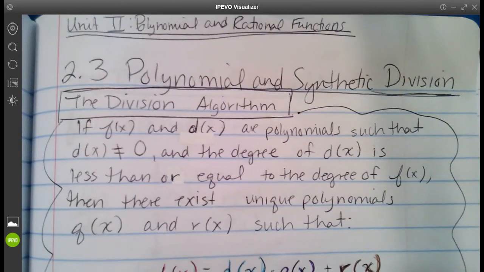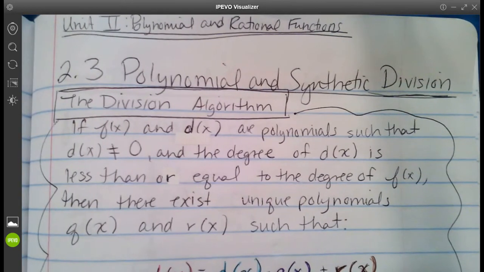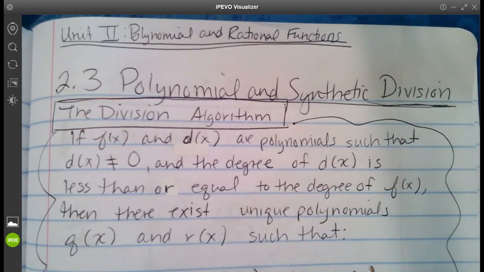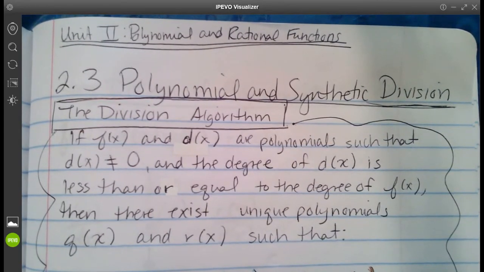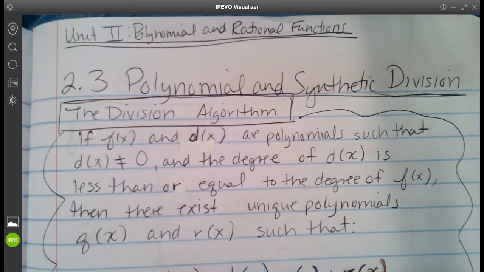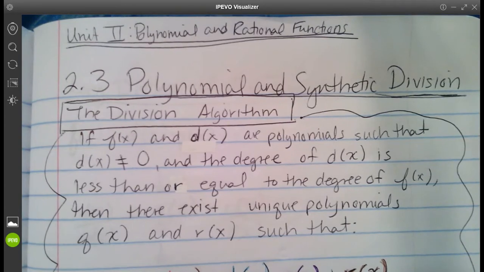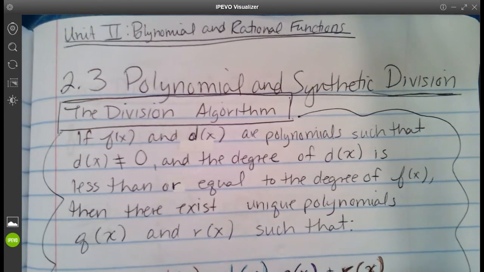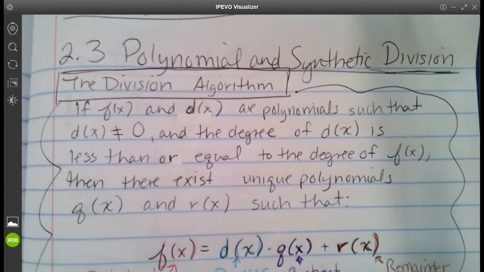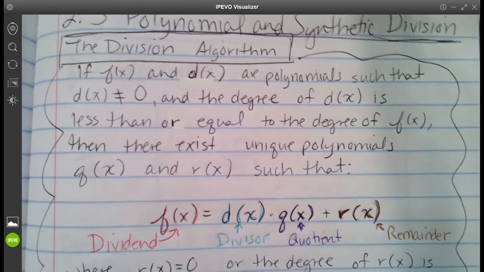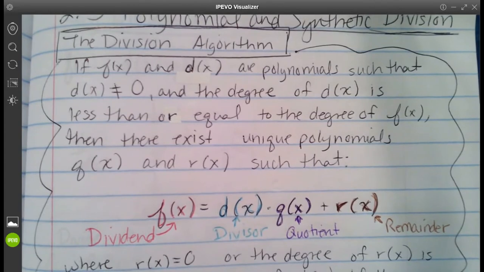Okay, in this video, we're going to continue Unit 2 with Section 2.3, Polynomial and Synthetic Division. For most of this video, we're going to focus on the long division part because that's the one that requires a little bit more work. And we're going to use something called the division algorithm. This is in your textbook, but we want to write it here so we know how it works.